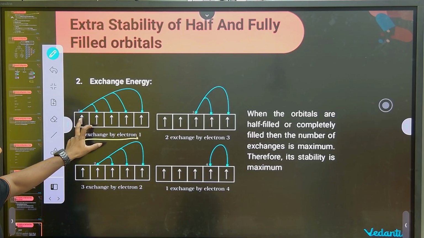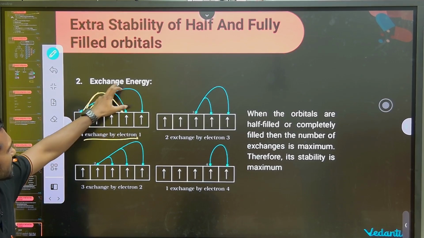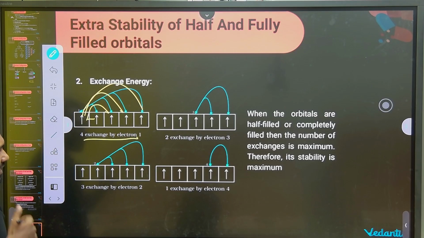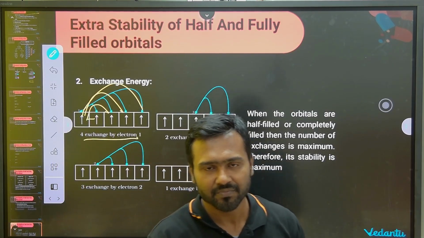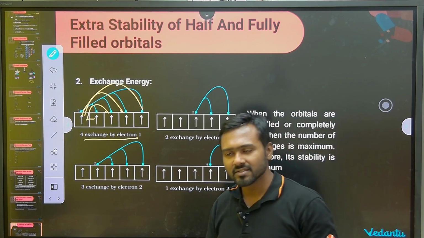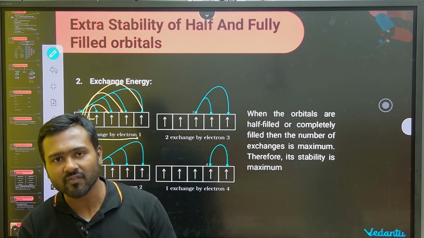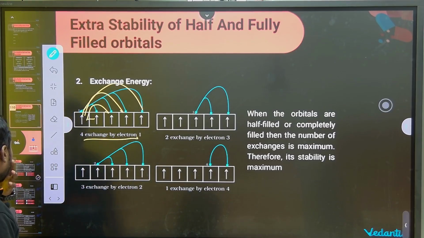This one electron can exchange with this, with this, with this, and with this. So for each exchange, it will release some amount of energy. So the system which has less energy is more stable. That's why the fully filled and half-filled configurations are more stable. So we'll solve a few questions here.